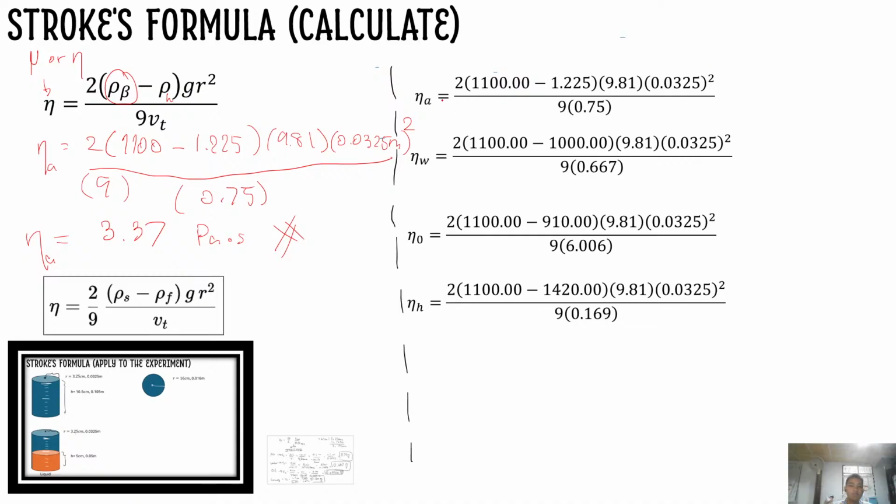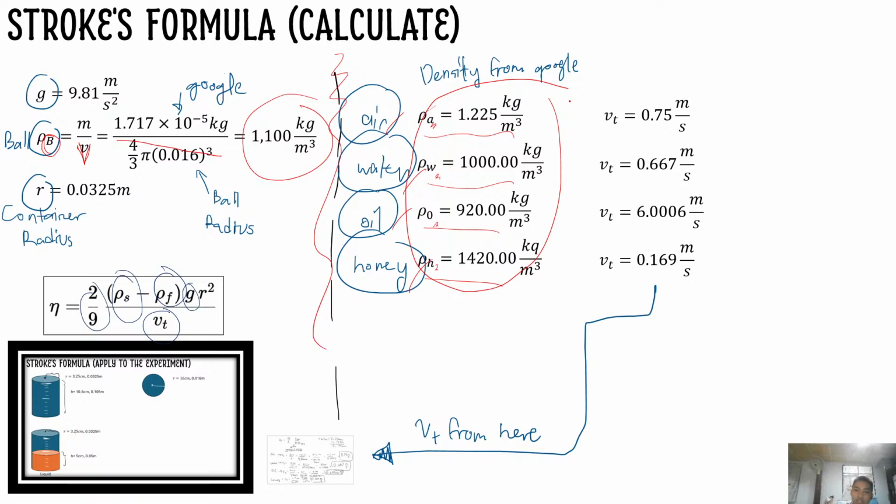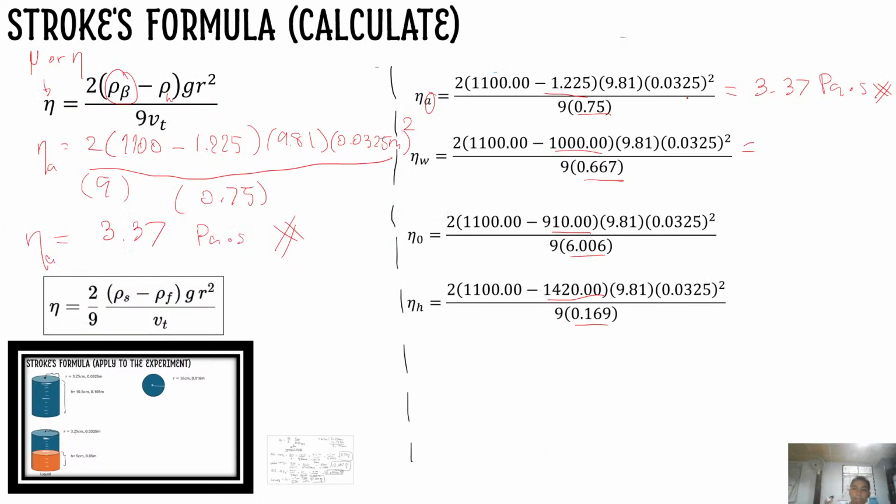So this is what we have here: air, water, oil, and honey, as well as the velocity of each. We already calculated the first one, around 3.37 per second. What about this one? Look here: 1,000 for the water, and 0.667 for the water's velocity. Put it in here and you're going to get around 0.345 per second.